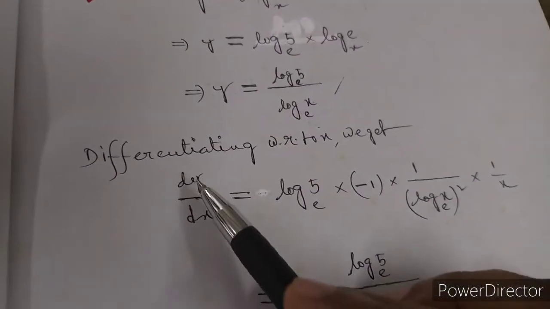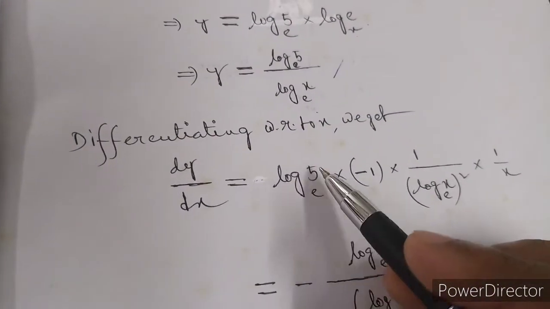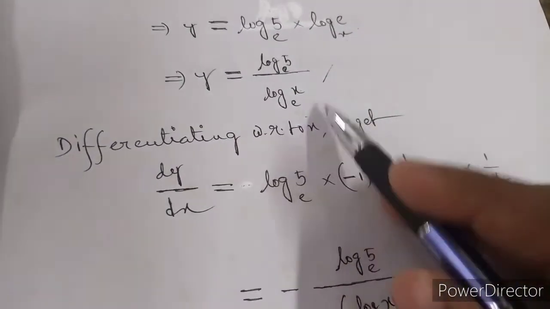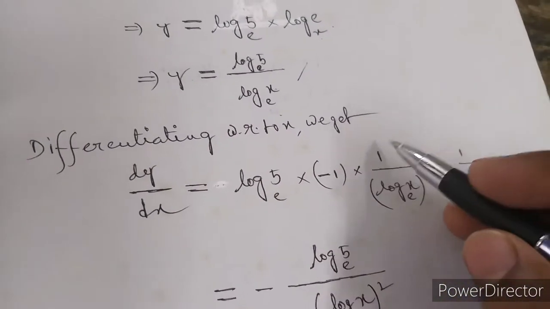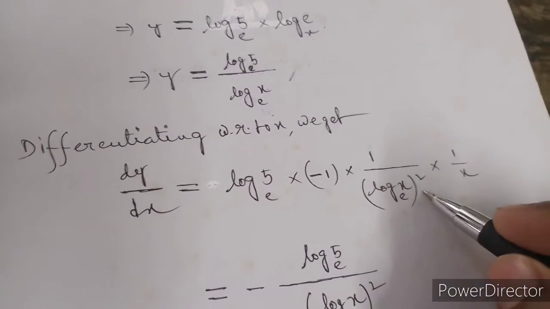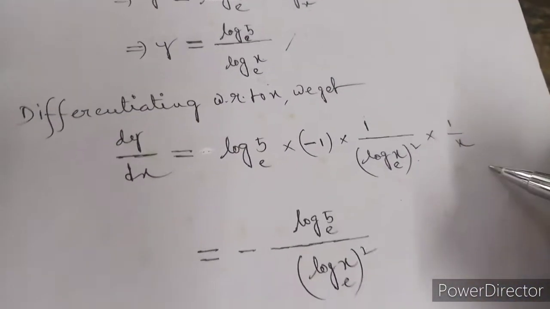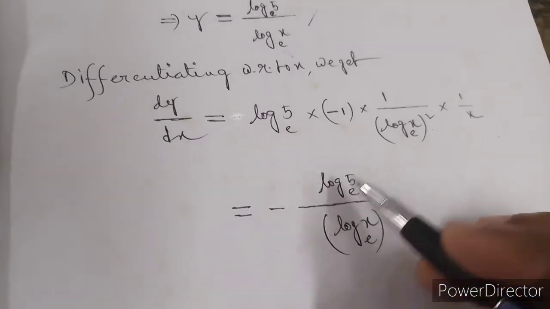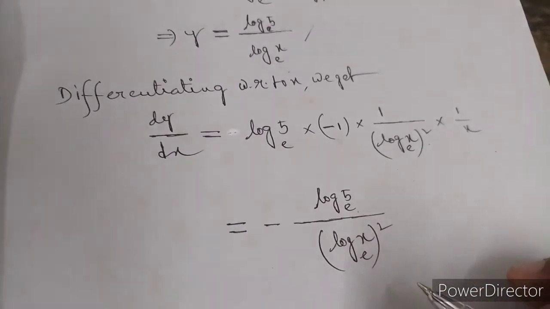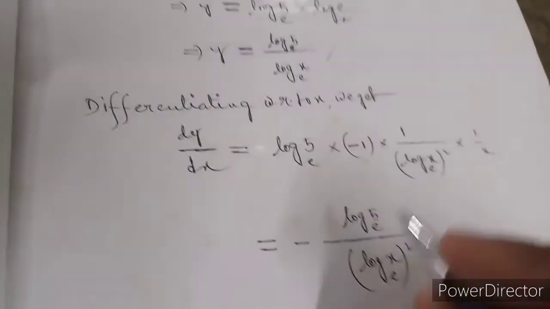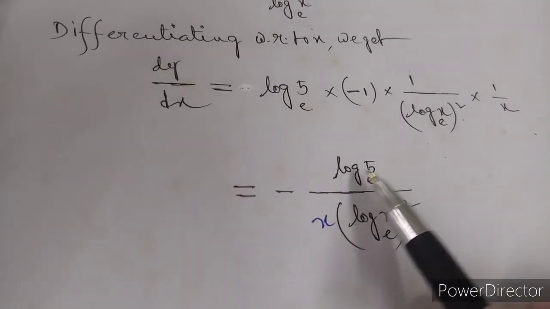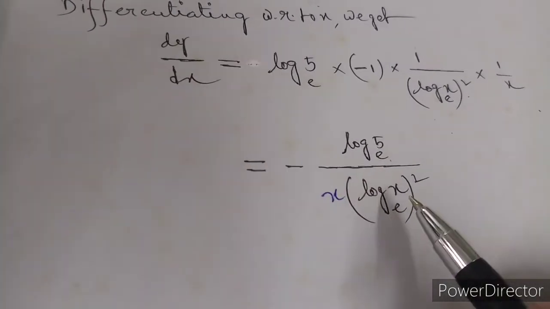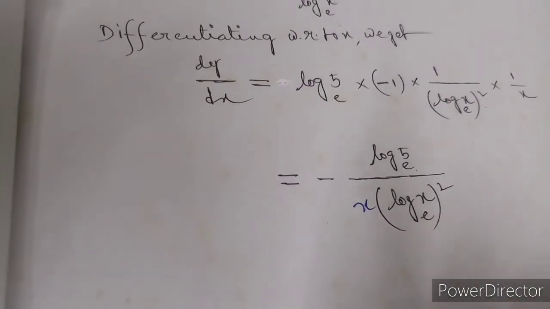Clear? So now differentiate this one. So log 5 to the base e, and the derivative of this one should be minus 1 into 1 by log of x to the base e whole square, into the derivative of log x, which is 1 by x. So after simplification, we get dy/dx equals minus log 5 to the base e by x into log of x to the base e whole square. Clear? Thank you.